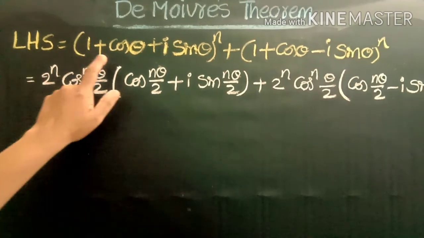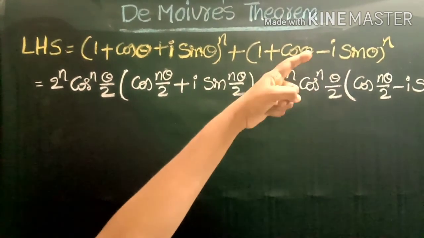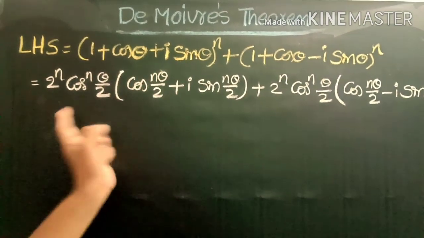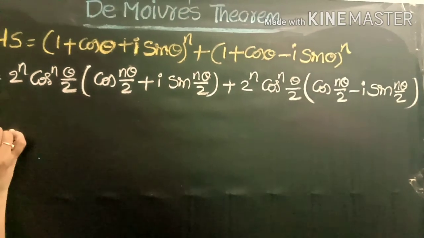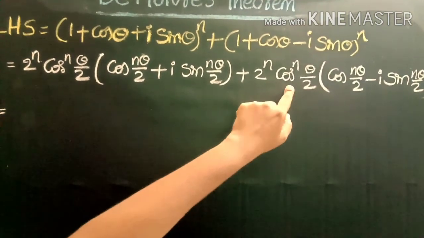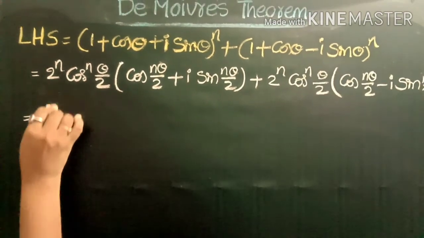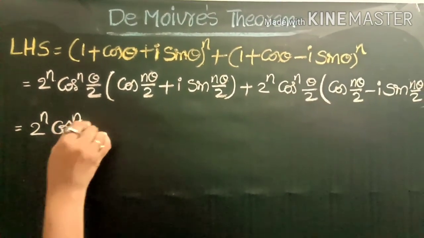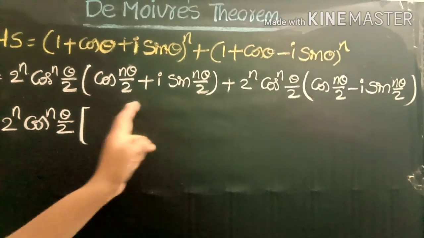Therefore LHS is equal to (1 + cos theta + i sin theta) whole power n + (1 + cos theta - i sin theta) whole power n. Now we replace the value of this term, and here also we replace the value of this term. Now this is equal to 2 power n into cos power n theta by 2, which is a common term in both of the terms. So taking common 2 power n into cos power n theta by 2, and writing the remaining terms.